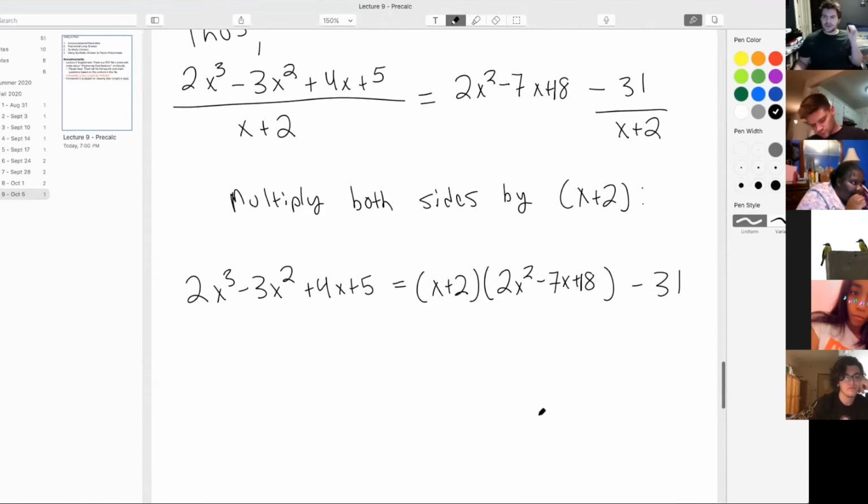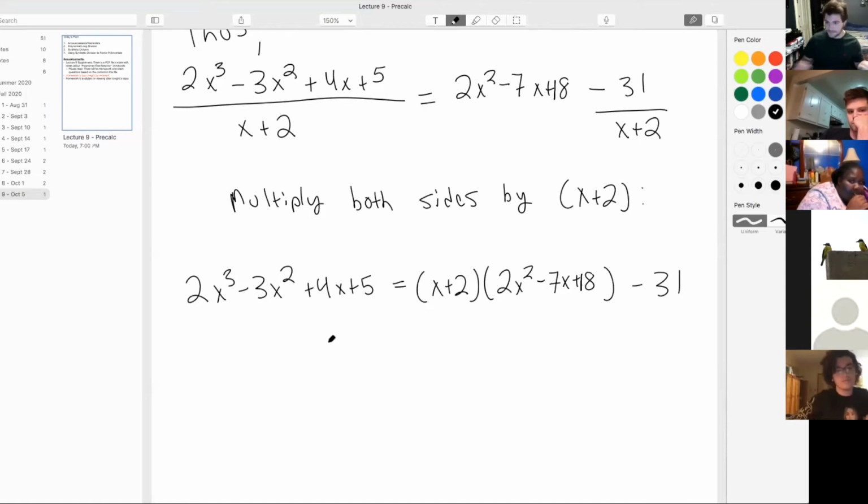Okay, let me just say that again. It was this remainder of negative 31 that has prevented us from getting a pure factorization of this 2x cubed minus 3x squared plus 4x plus 5. All right, so special things will happen when the remainder is 0, like in the previous example.